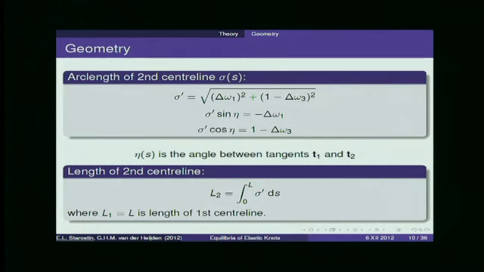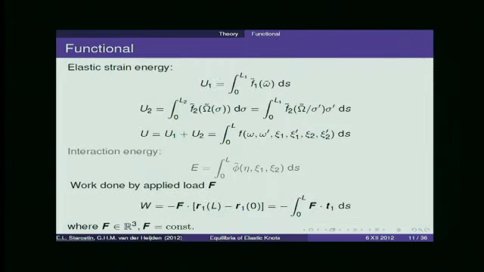And of course, it's easy to compute the contour length of the second central line as a function of the common parameter, which is taken as the arc length of the first strand. And we can compute the length of the second strand easily now. So that's all about kinematics. And now, why is it green? I have no idea.